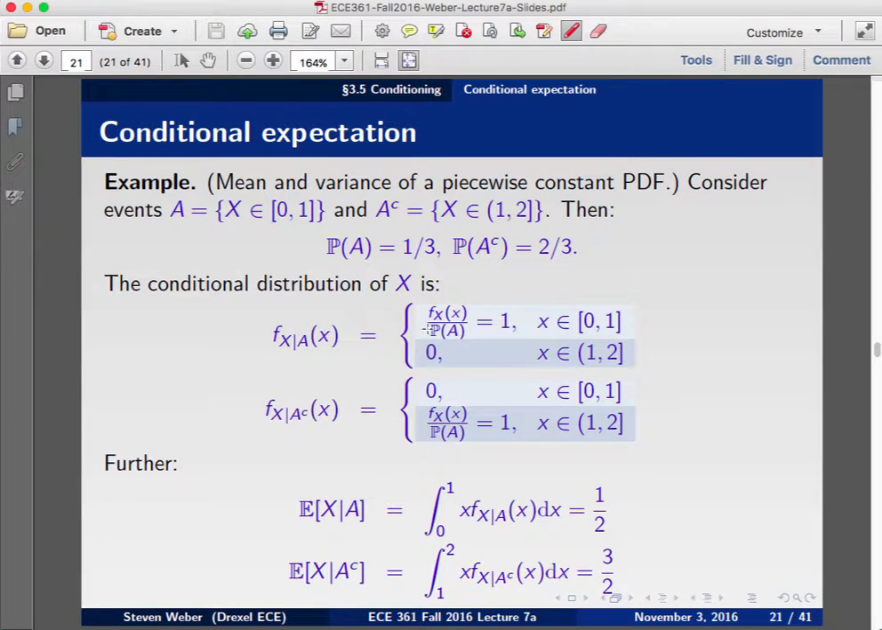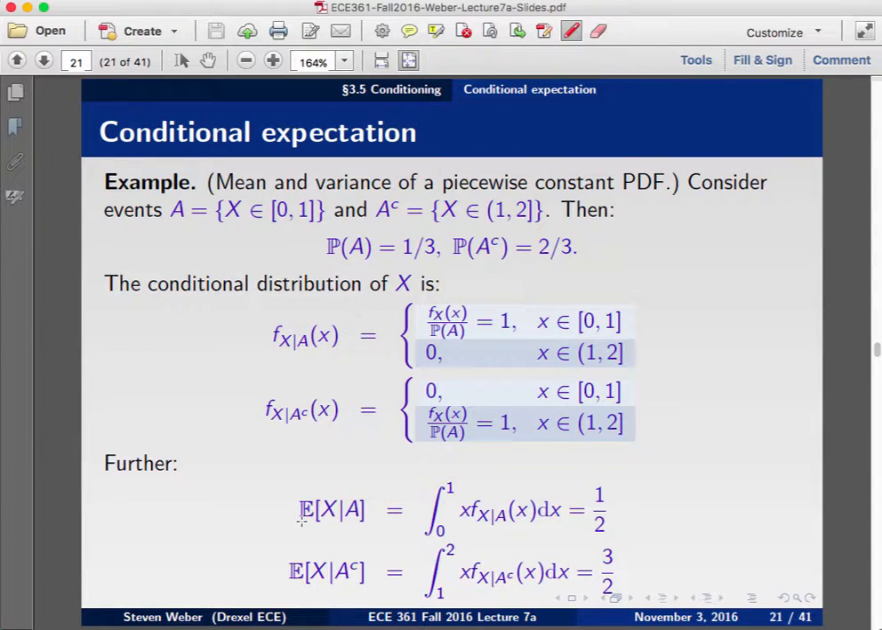And all that means is that, conditioned on A being true, X is uniform over the interval 0 to 1. And the same thing is true here. The probability density function for X given A complement is the ratio of the unconditioned probability density function, the marginal for X, which is equal to 2/3 for all X in 1 to 2, divided by the probability of A, which is also equal to 2/3. I get 2/3 over 2/3 equals 1. Again, all it says is that conditioned on A complement, the distribution of X is uniform over 1 to 2.